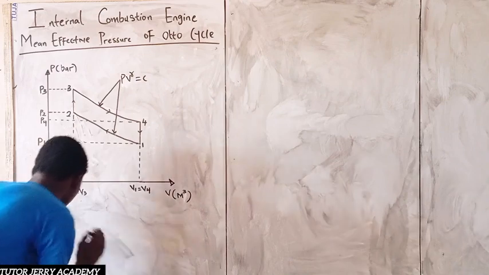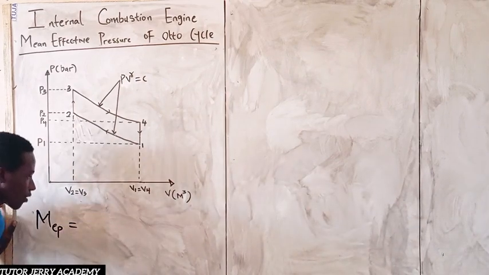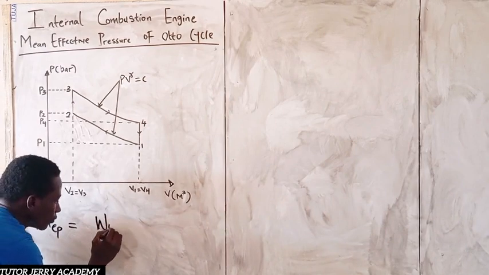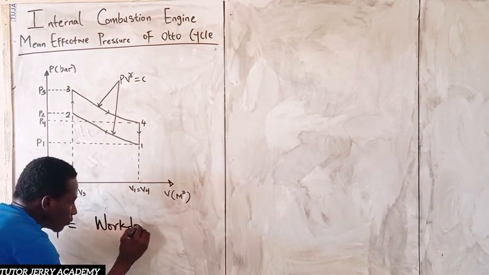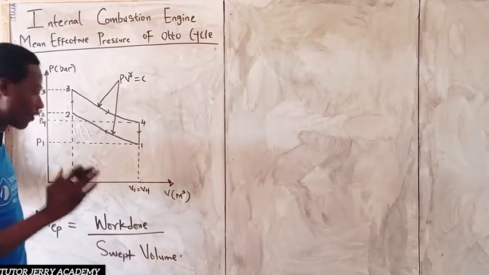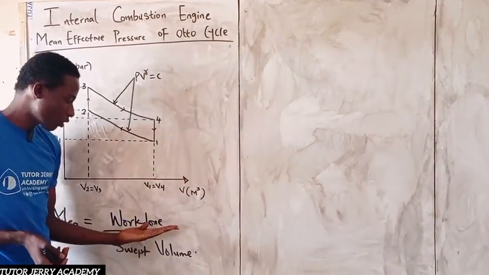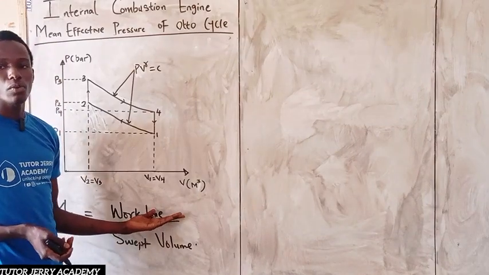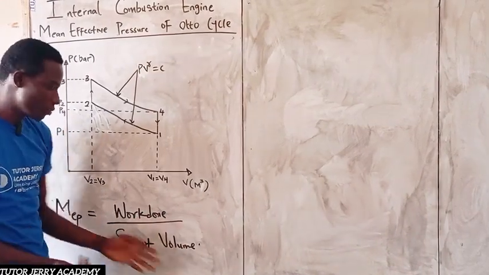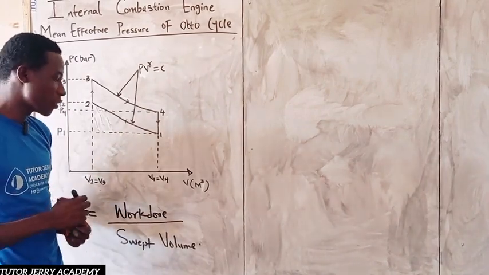So, like I said, my mean effective pressure is equal to work done over swept volume. All this is what I have as my mean effective pressure. Now, of course, first I'm going to be bringing out the relation for work done and the relation for swept volume so that I can impute them in this formula. So let's do that right away.